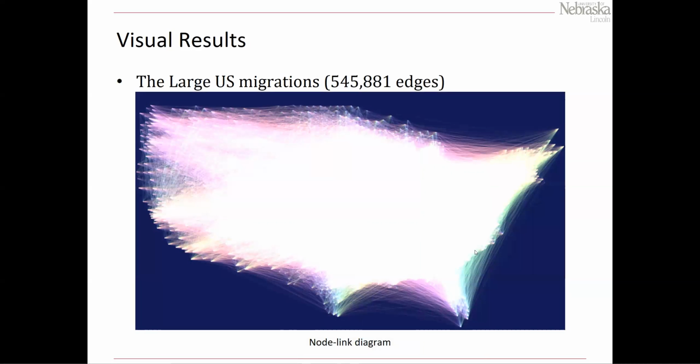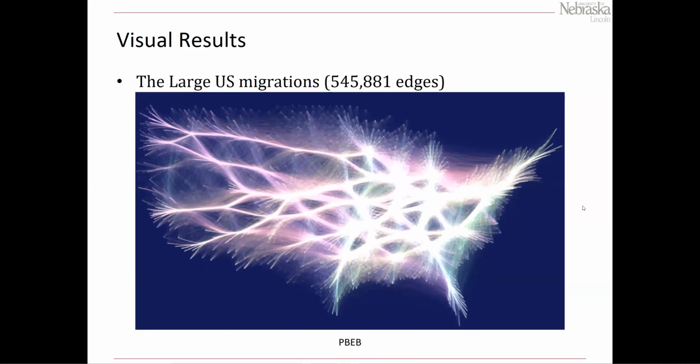This is an even larger dataset, close to 0.5 million edges. If you're still using the traditional node-link diagram visualization, basically you cannot see anything from the visualization result. And using our pixel-based edge bundling algorithm, we can highlight the main structure of the graph and reduce the visual clutter problem.